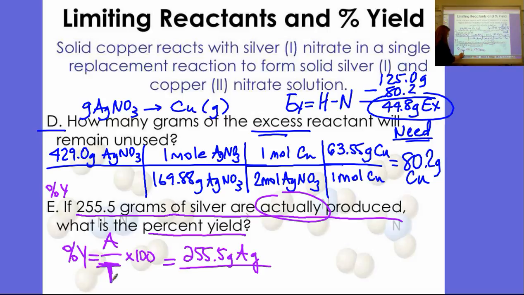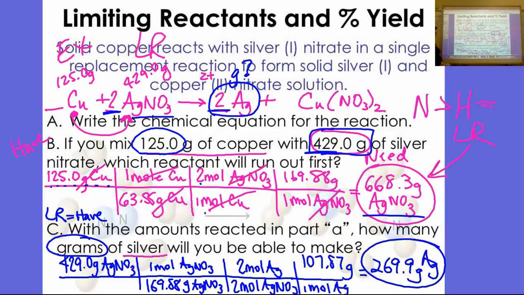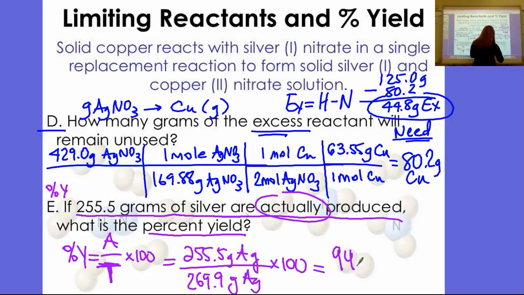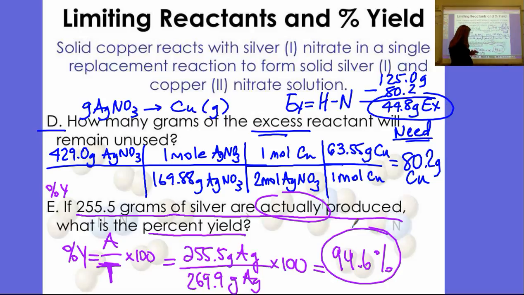I calculated my theoretical somewhere, so I need to go back and find the grams of silver, which we calculated in part C. This is my theoretical yield. Theoretically, if my reaction went 100%, I didn't spill anything, there were no errors, I should have produced 269.9 grams. I did okay. Not quite 100%. Dividing those, multiply by 100 to change it into percent, I did pretty good. I got 94.6%. I got an A. I didn't spill too much. It's a pretty good percent yield.